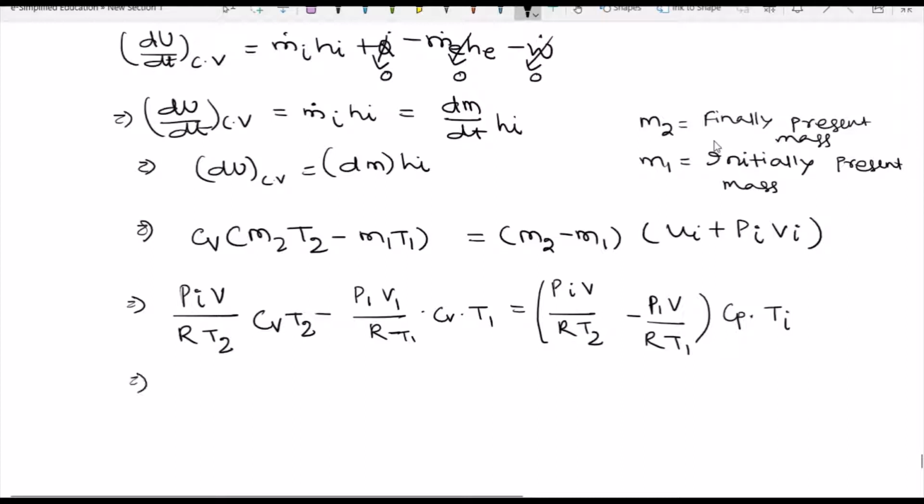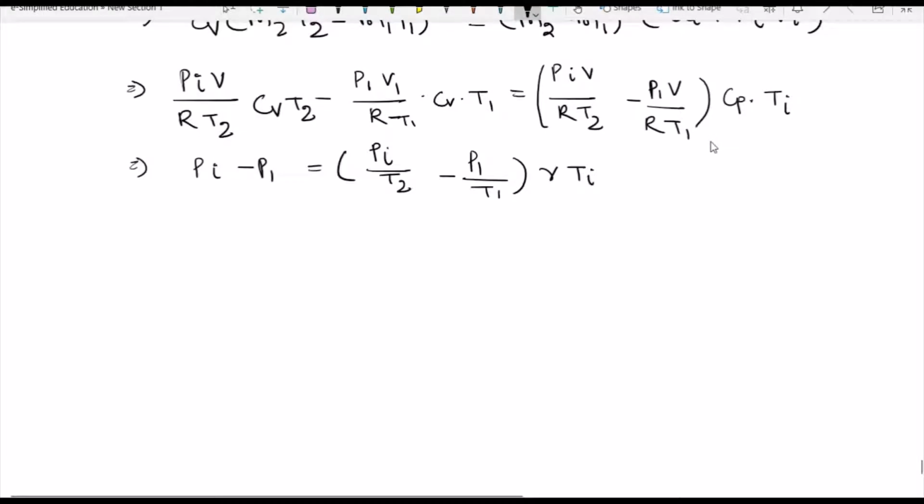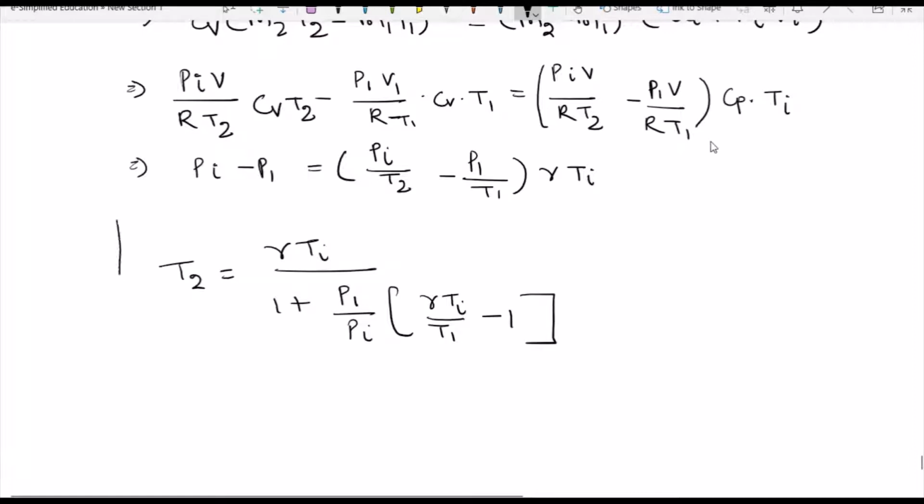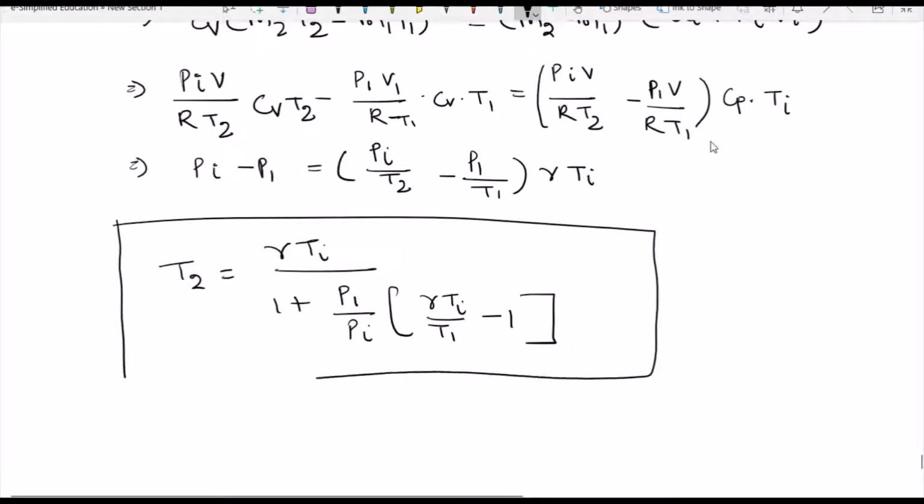After that, if I rearrange this again, Pi minus P1 equals Pi by T2 minus P1 by T1 into gamma Ti. If you rearrange this equation, you will finally get the expression of T2 as gamma Ti divided by 1 plus P1 by Pi whole into gamma Ti divided by T1 minus 1. Okay, so this is the end of the steady flow and unsteady flow energy equation.